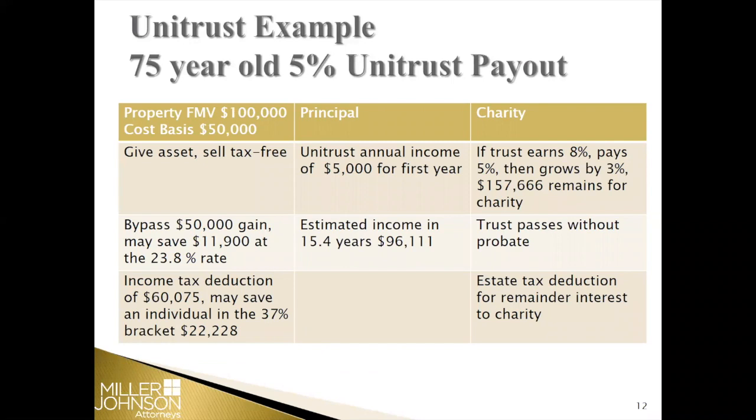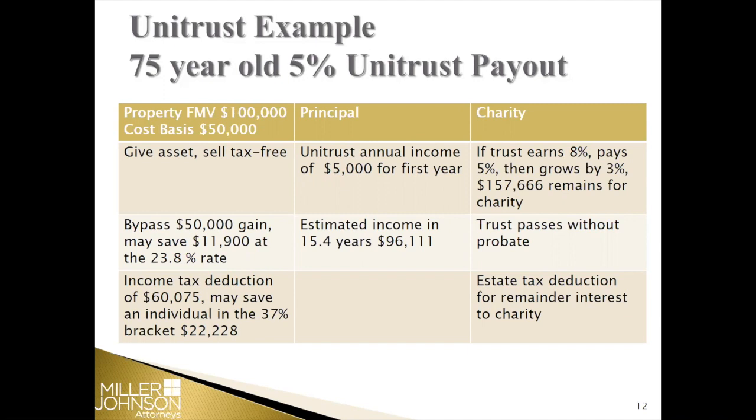So this is an example. I used a 75-year-old, and this is good to break it down. I have on this page a 5% Unitrust payout percentage. On the next slide, I'm going to show you a 7%, and we'll look at the difference. So let's say you had $100,000 in stock, cost basis of $50,000. You put this into trust, you transfer it in, you could sell the asset tax-free inside that Unitrust.